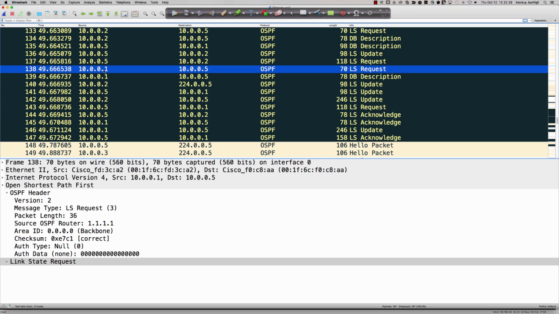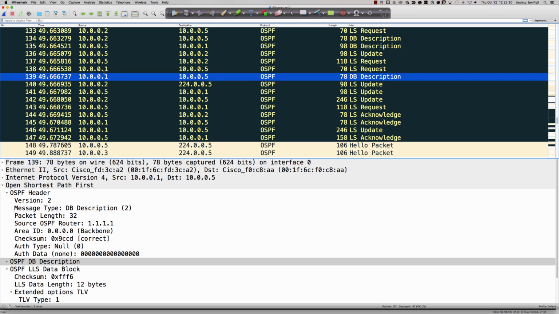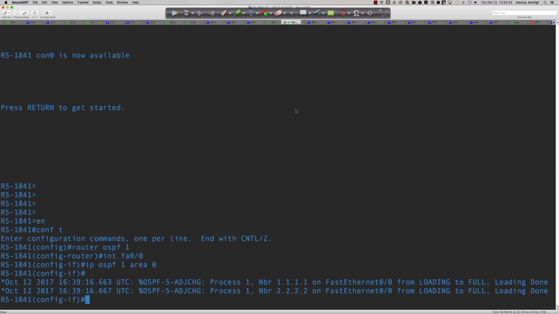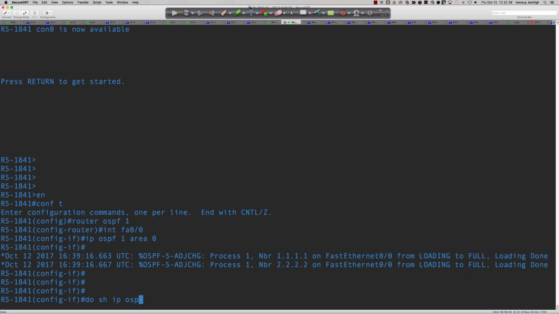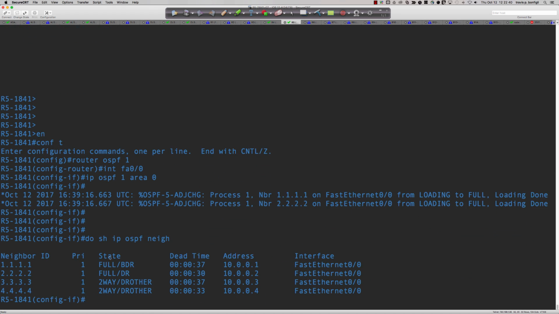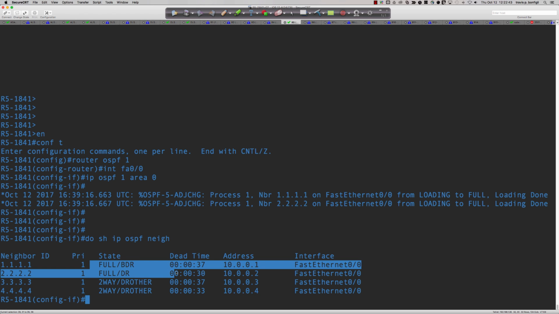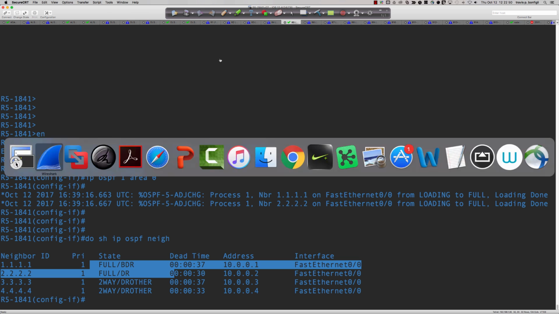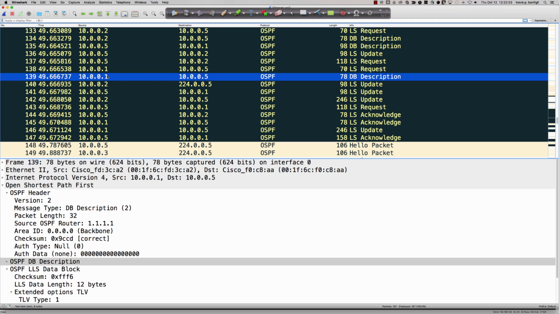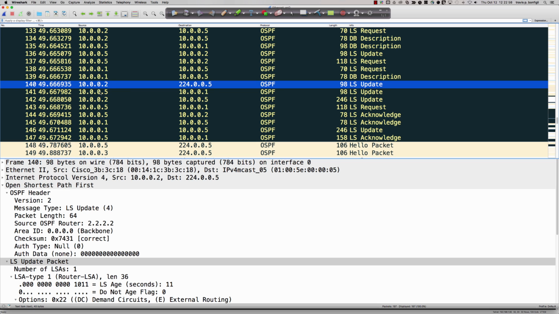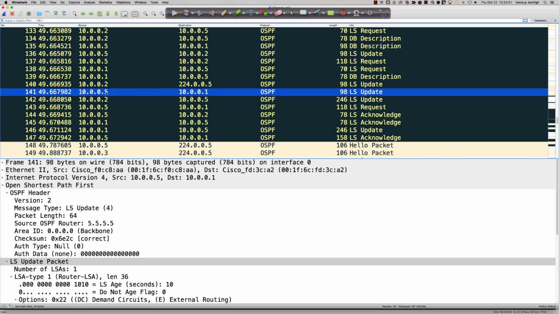And why is 1 sending a link state request? Right, because 1 ended up as whom? Do show ip ospf neighbor. Yeah, 1 is the BDR. And 1 needs to make sure that he is in sync with the DR. So information that 2 is getting as the DR, 1 needs to see that information as well. So 1 contacts 5, right? Here's 2. Link state update, right? Again, link state update from 5 to 1 because 1's the BDR.